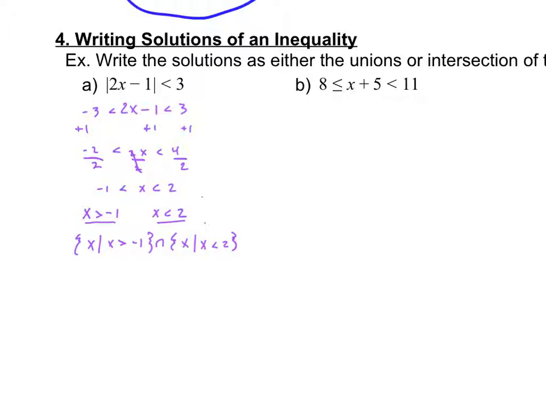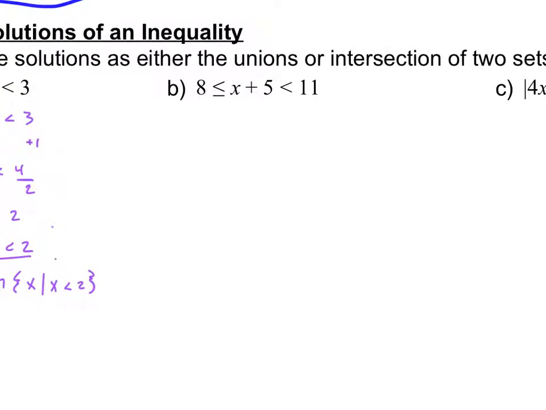And let's take this next example. We are going to begin by isolating our variable by subtracting 5. So we are subtracting 5 from everything, and we have x is less than 6, and also 3 is less than or equal to x. We can rewrite that now as two inequalities where we have x is greater than or equal to 3 and x is less than 6.